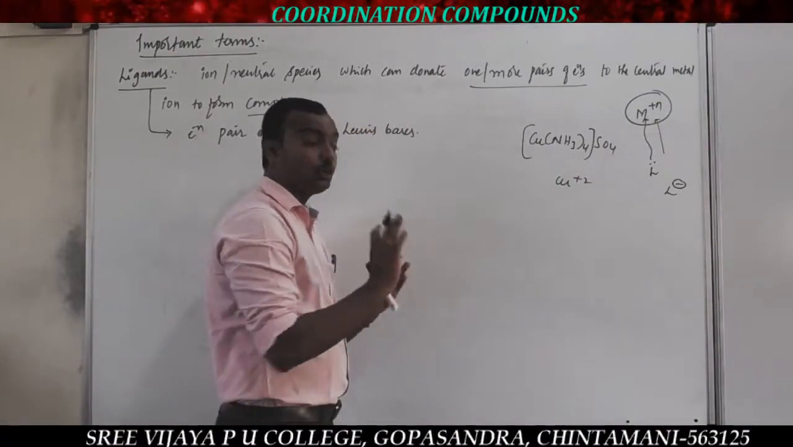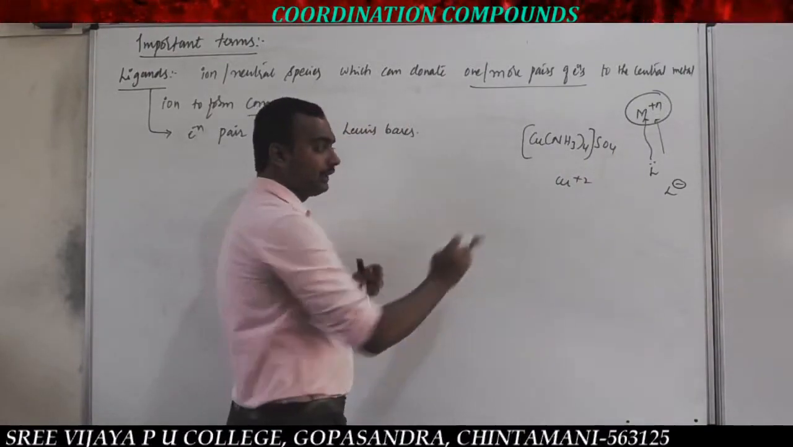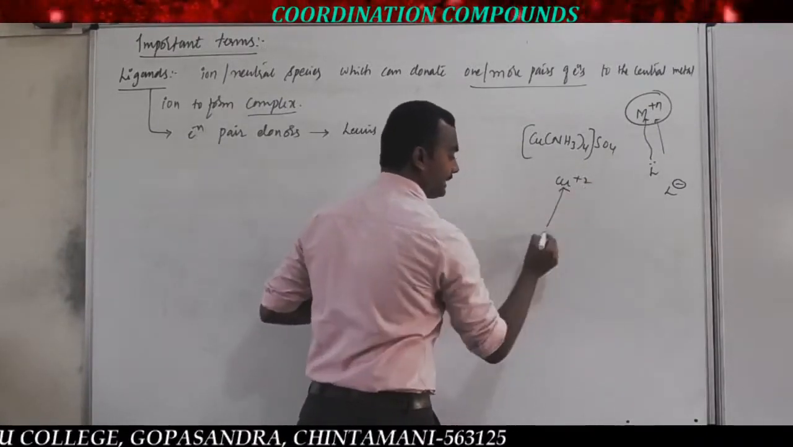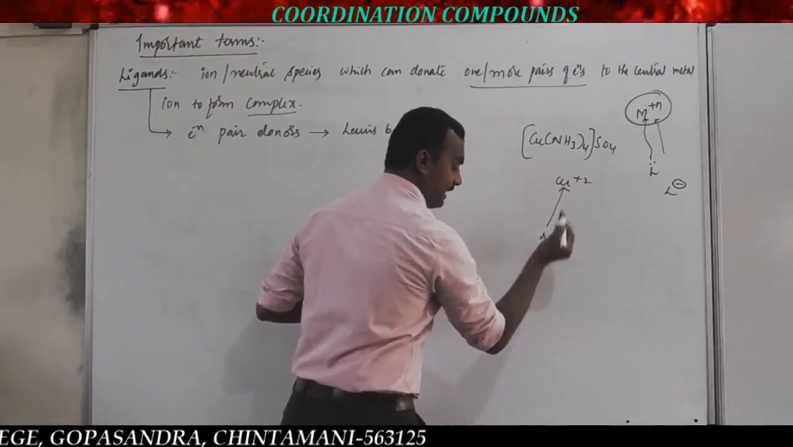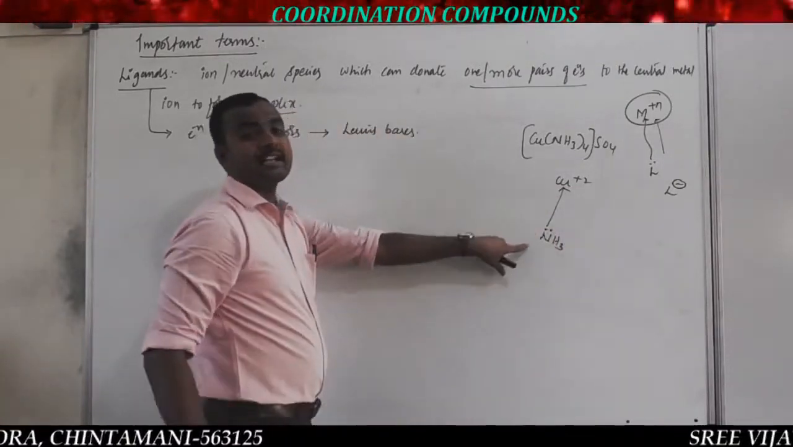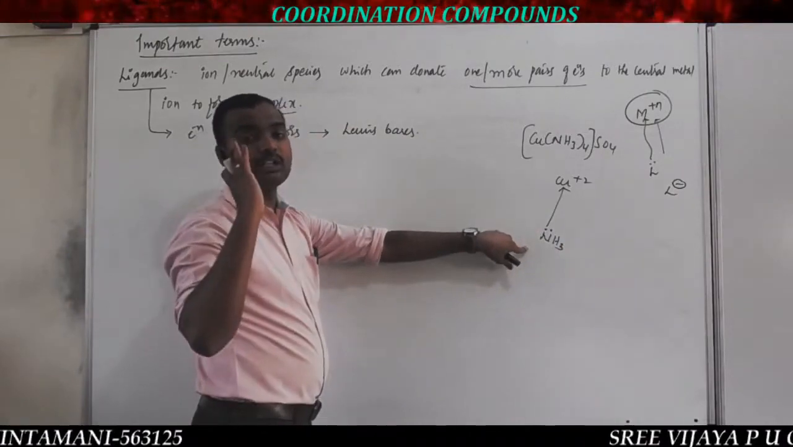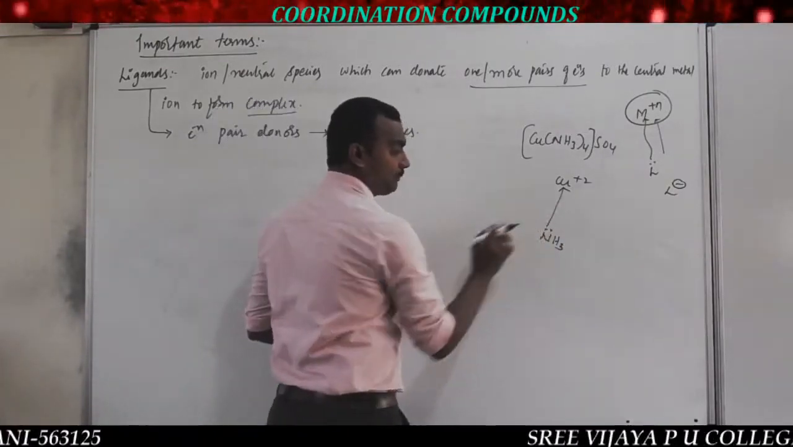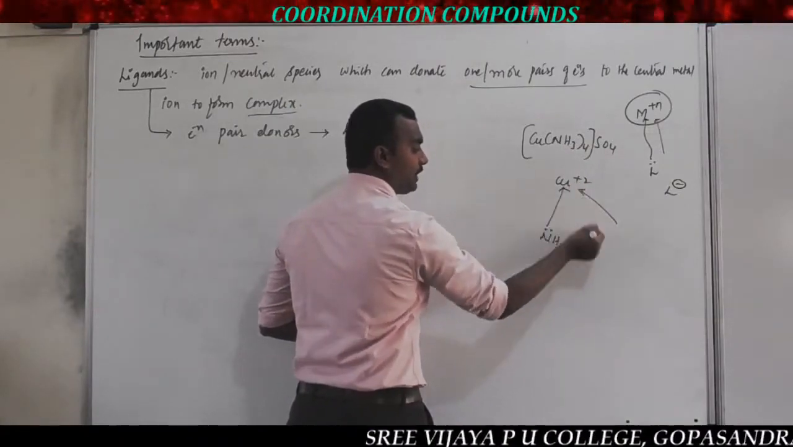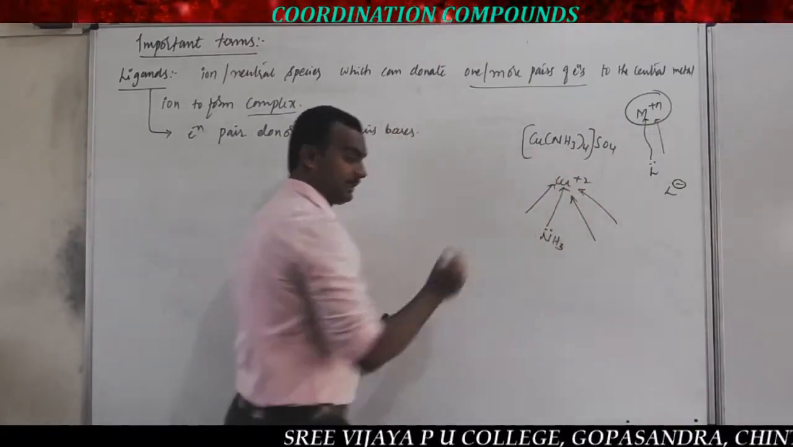Here, when we calculate the oxidation state of copper, we get copper plus 2. I will explain how to calculate the oxidation state in future classes. So copper plus 2 needs ligands to attach. What is the ligand here? That is ammonia. In ammonia, there is a lone pair of electrons on nitrogen. This is actually a Lewis base, it can donate a pair of electrons to form a coordination bond. There are 4 ligands, so the capacity is 4 coordination bonds.